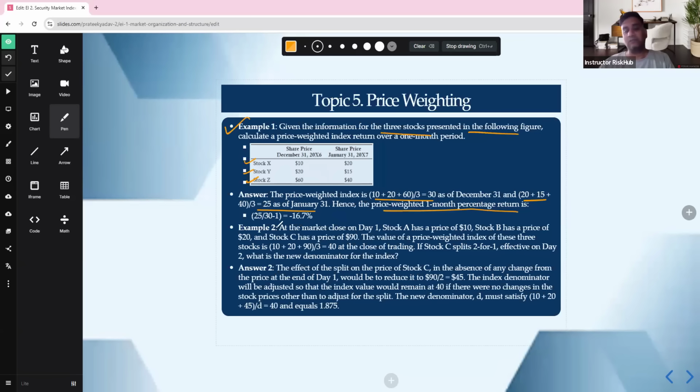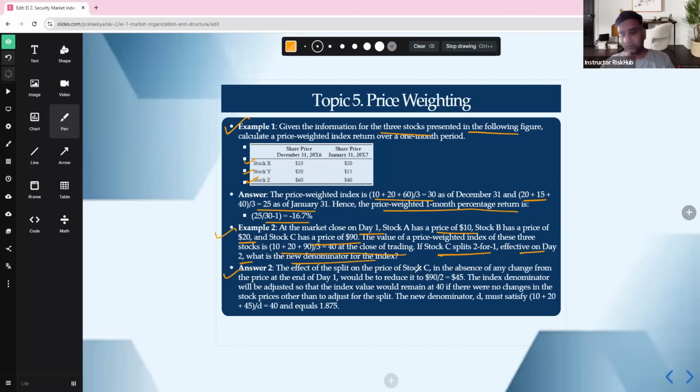Hence, the price weighted 1 month return is minus 16.7. Example 2: as the market closed on day 1, stock A has price 10, stock B has 20, stock C has 90. The value of the price weighted index of these stocks is 40 at the close of trading. If stock C splits 2 for 1, effective on day 2, what is the new denominator for the index?